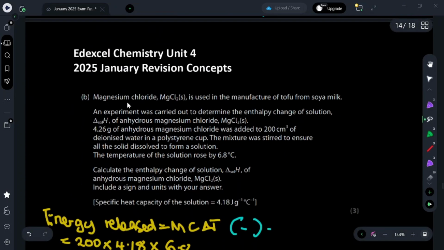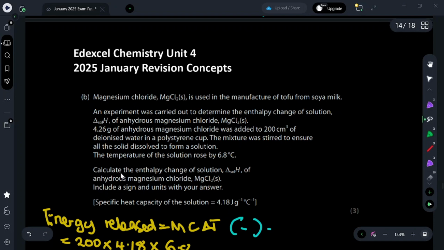Right, part B. Magnesium chloride is used in the manufacture of tofu from soya milk. An experiment was carried out to determine the enthalpy change of solution of anhydrous magnesium chloride. 4.26 grams of anhydrous magnesium chloride was added to 200 centimeters cubed of deionized water in a polystyrene cup. The mixture was stirred to ensure all the solid dissolved to form a solution. The temperature of the solution rose by 6.8 degrees Celsius.